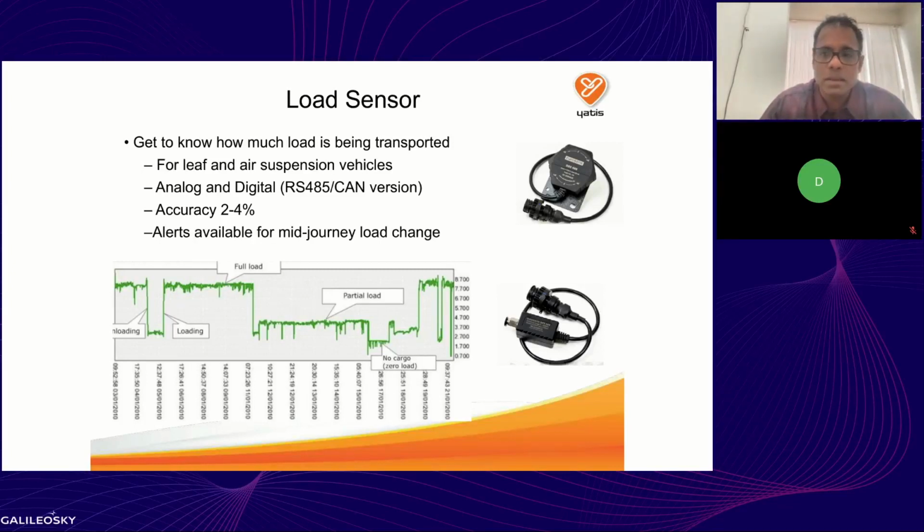This is a sample chart of how it looks, where you have loading events, unloading events, partial loads, etc. No cargo. As you can understand, it requires a first process after installation, calibration, to identify no cargo zones, partial and full cargo zones, and after that the whole thing will work.